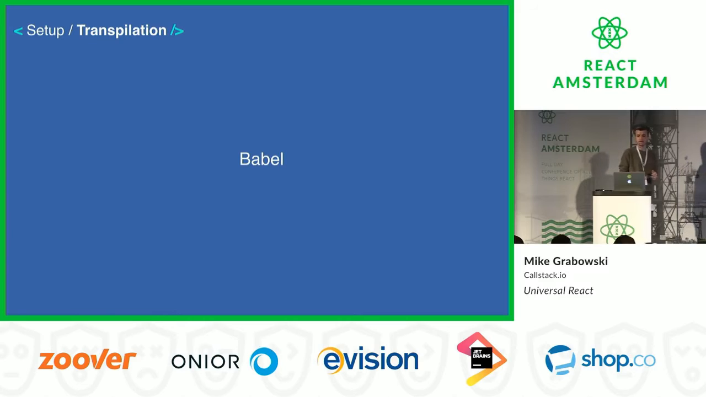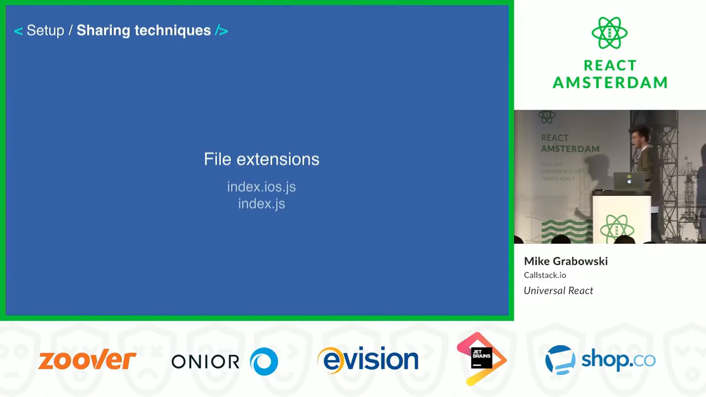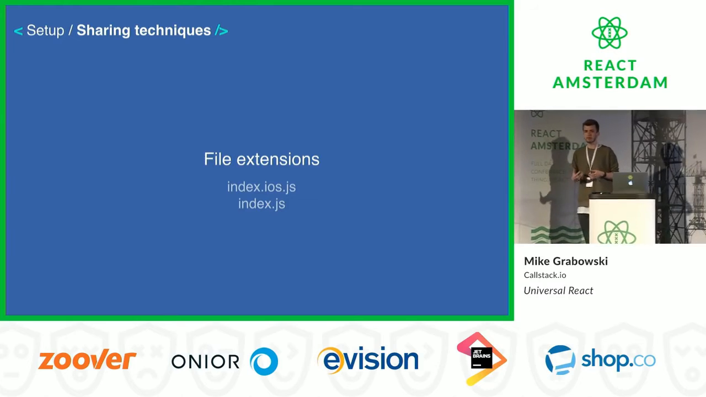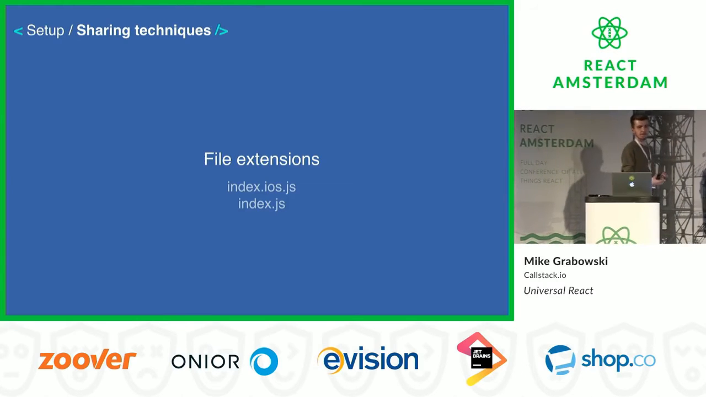So now that we have a foundation for sharing our code set up, let's take a look at common techniques for doing so. So the most important and the most basic approach is to use platform extensions, such as the ones that are allowed by the React Native packager. This is crucial for creating cross-platform experience. It allows people to override default implementations by creating platform-specific files.